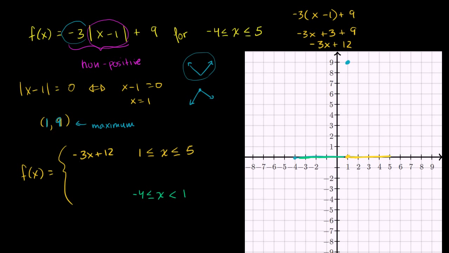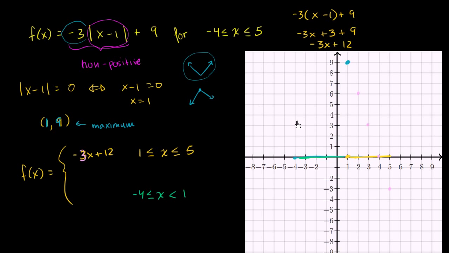So it's going to be negative 3x plus 12 when x is greater than or equal to 1. And the really interesting thing here is that the slope is negative. We have a slope of negative 3. So starting from this point, every time we move 1 in the x direction, we're going to decrease by 3 in the y direction. So it's a slope of negative 3. So it will look like that.